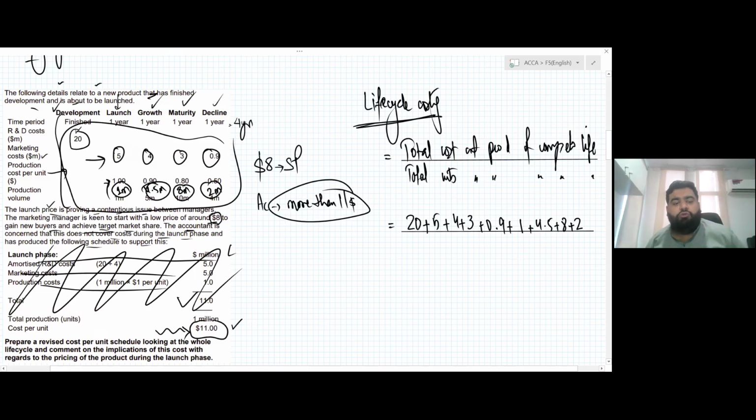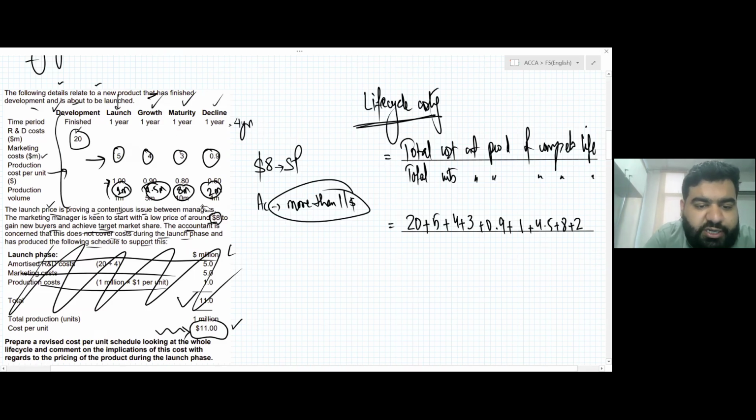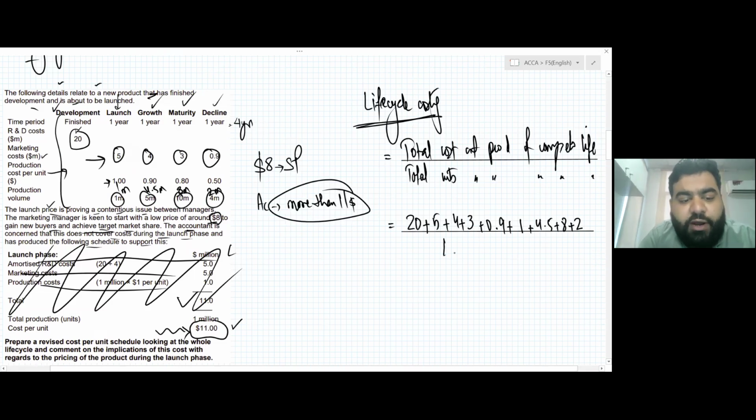Have I left any cost? See the complete question. Is there any other cost in the question? No. Obviously, we have to add everything, and I've added every cost. Divided by total units. Let us see what the total units are. Yes, it's given: 1 million, 5 million, 10 million, 4 million. These are the units. So 1 plus 5 plus 10 plus 4. Let us add all of that.